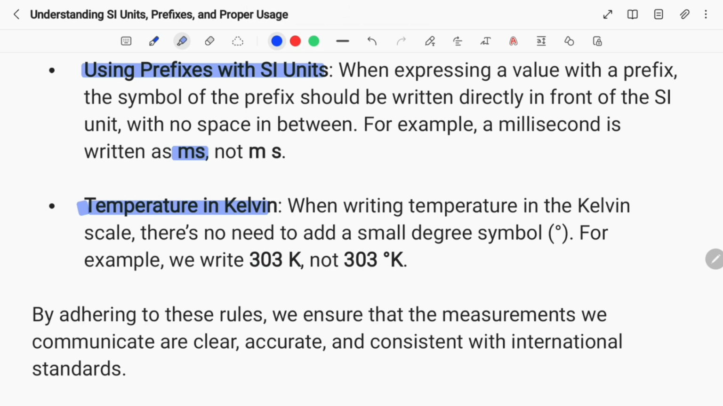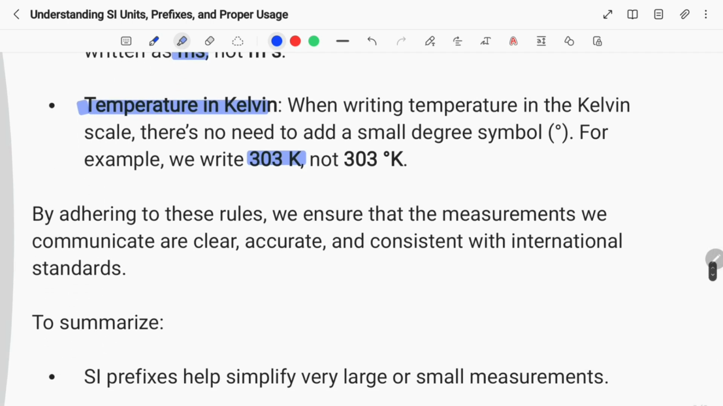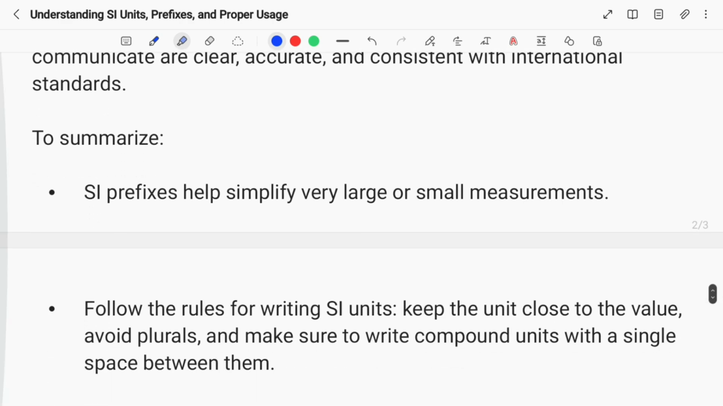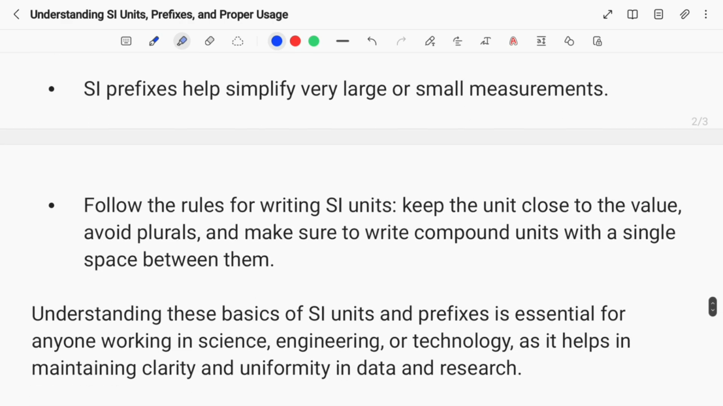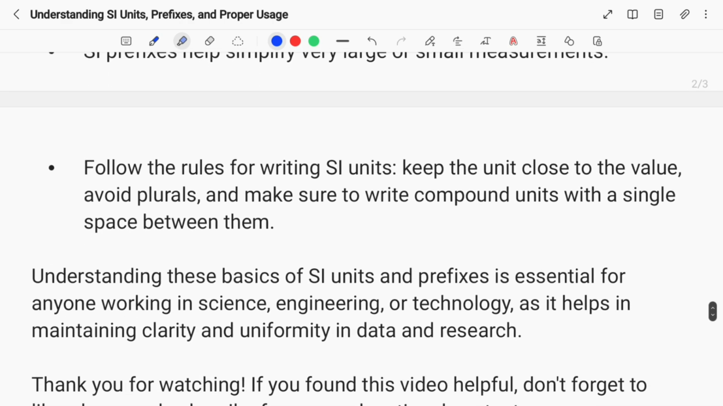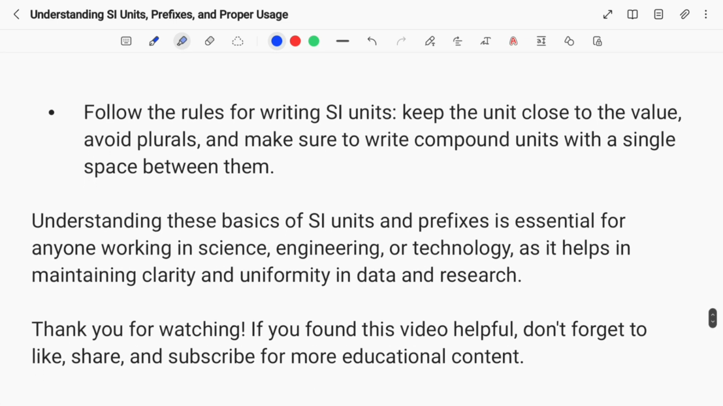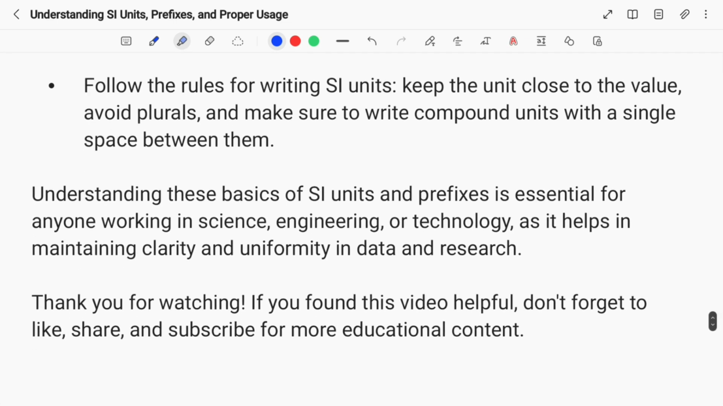By adhering to these rules, we ensure that the measurements we communicate are clear, accurate, and consistent with international standards. To summarize, SI prefixes help simplify very large or small measurements. Follow the rules for writing SI units. Keep the unit close to the value, avoid plurals, and make sure to write compound units with a single space between them.